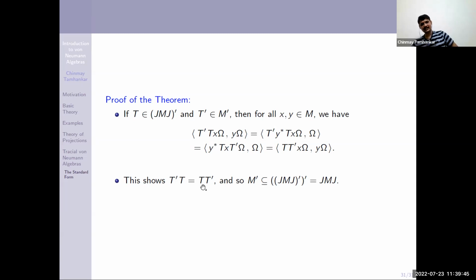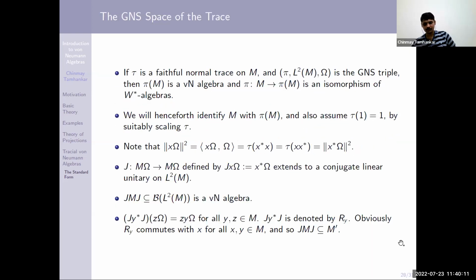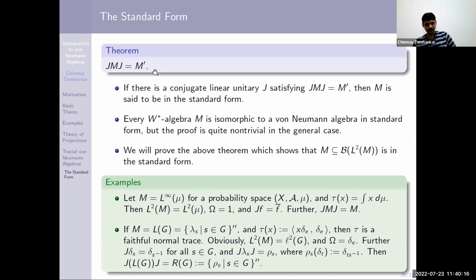And this shows that T dash T is equal to T T dash, and so the M commutant and the J M J commutant commute with each other. That means the M commutant is a subset of the J M J commutant commutant, which is the double commutant of J M J, and it is equal to J M J. So this shows the M commutant is a subset of J M J, and the fact that J M J is a subset of the M commutant was already shown here. So we got both inclusions, and hence the equality. So we get that this embedding of M into B of the GNS space is in standard form.